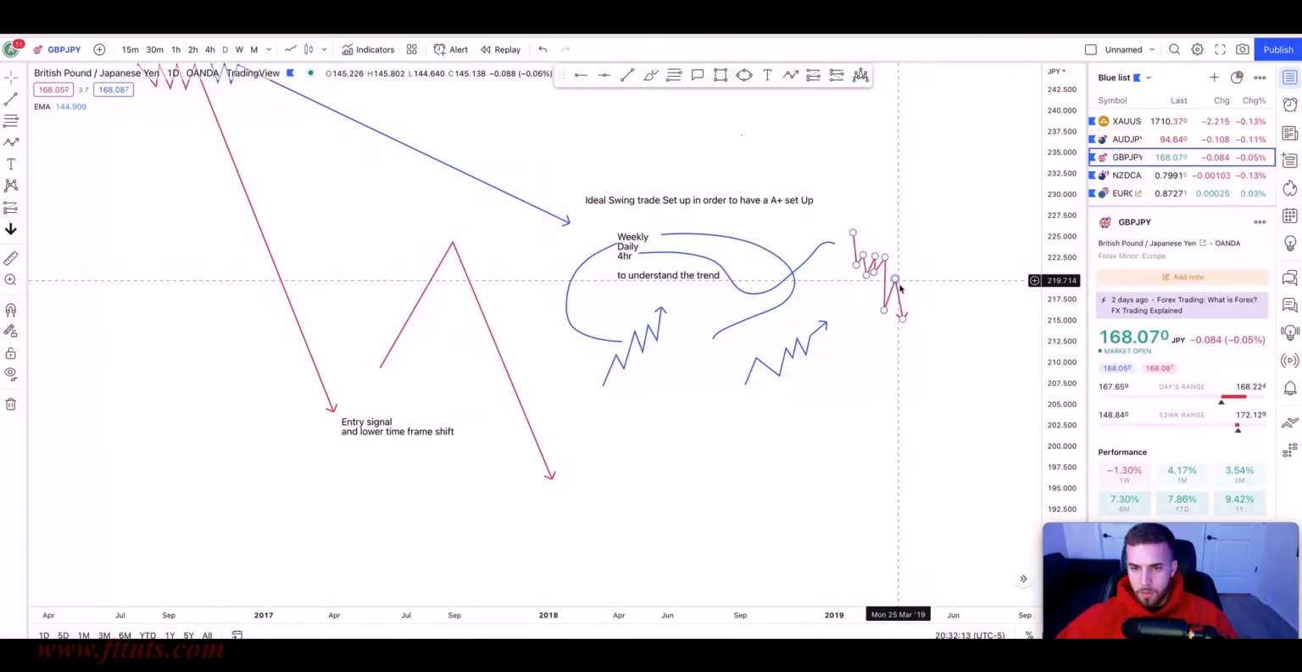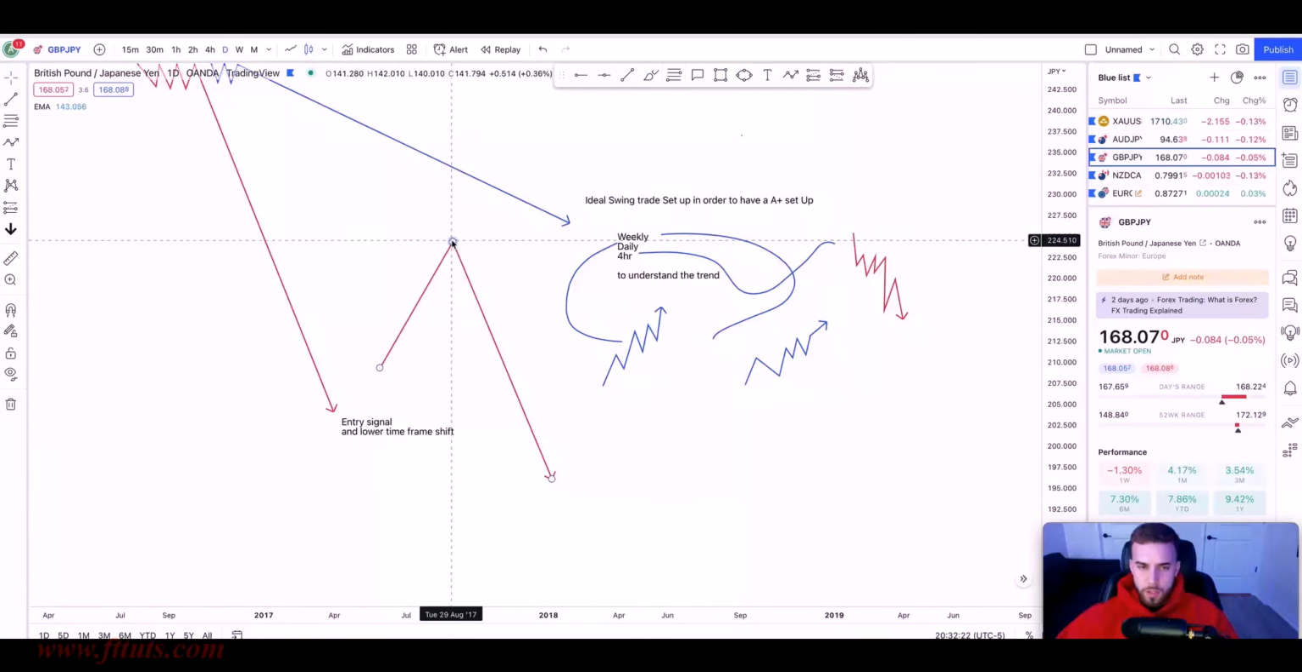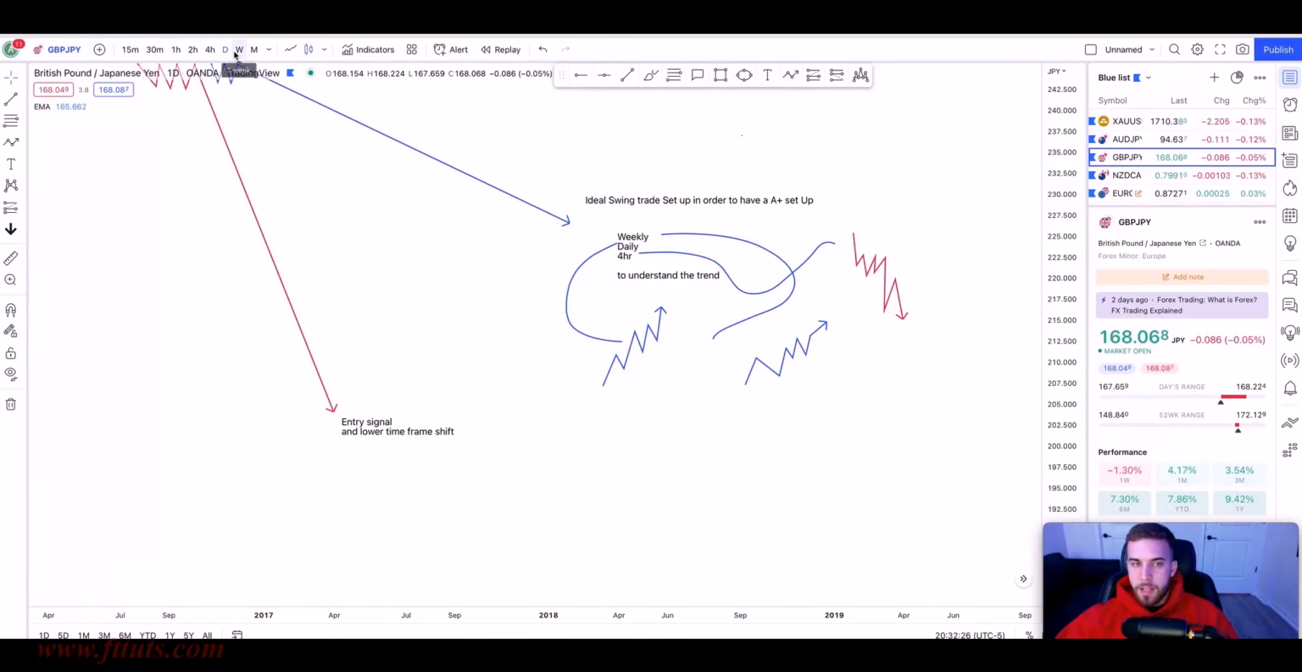Are we at the bottom of the move on a 4-hour, but we're only on a minor retracement on the weekly time frame? So again, all of these details are going to make a lot more sense very soon. Just wanted to bring some clarity to it. These 3 time frames are to simply understand the trend. Are we bullish or bearish?